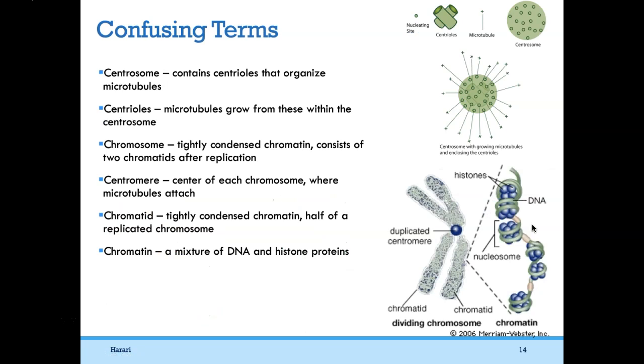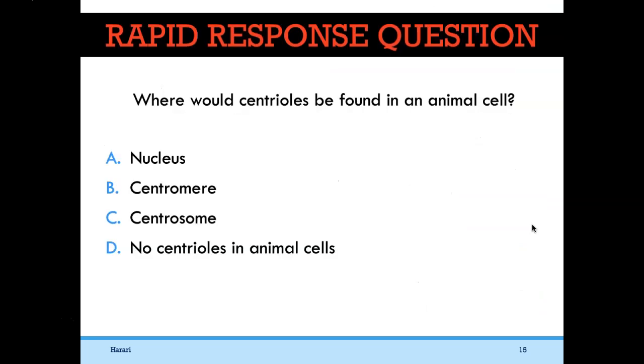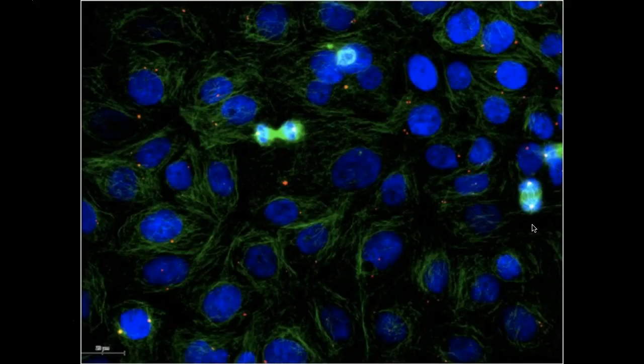So here's a list of some confusing terms that you can pause and look over. I think flashcards are great just to make sure that you don't get confused between any of these vocab terms. So where would centrioles be found in an animal cell? So you could pause here. And the answer is C, the centrosome.